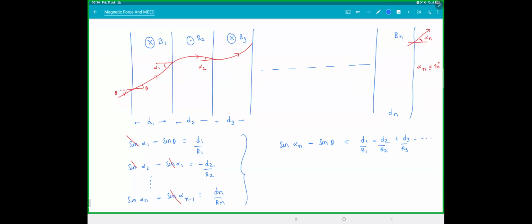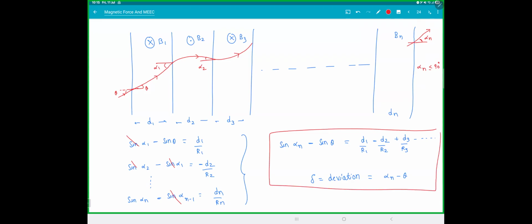Yeah, it has nothing to do with refractive index. Don't mix up stuff. Refractive index, what was it? Mu into sin theta was constant. So here what is the deviation? Deviation is again alpha n minus theta. There. If you have n mediums, you can play like this. Clear?